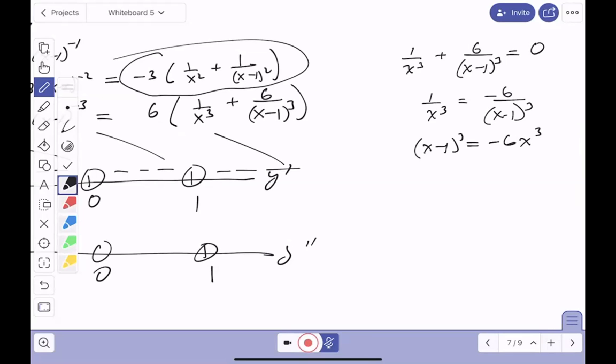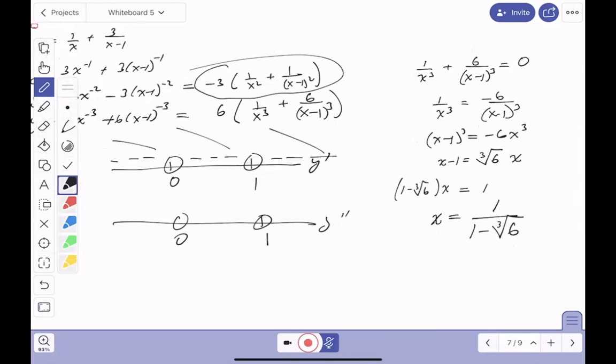So I don't know. Let's just take the cube root of each side. Pretty easy to do that. (x minus 1) times the cube root of 6, x. Boy, this can get tough, isn't it? 1, and 1 minus a cube root of 6. Let me see if I did that right. Yeah, I think so. So x will equal 1 over 1 minus the cube root of 6. All right, I guess that's the point of inflection.